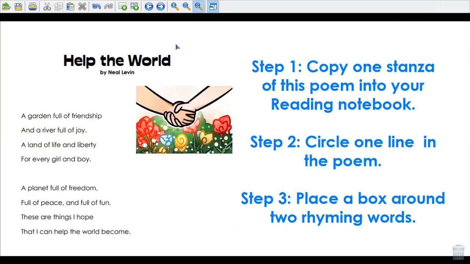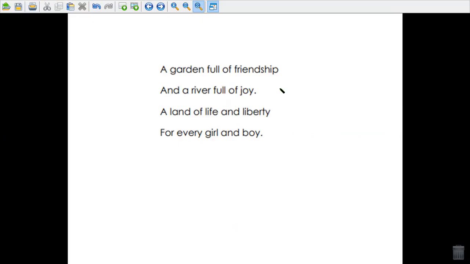So I'm going to circle any line. I'm going to choose this line because I think it sounds really neat. A river full of joy. Can you really have a river that's full of joy? No, you can't. It's definitely just telling us that our world is full of joy, that it's going to continue flowing, that we want the joy to be never ending.